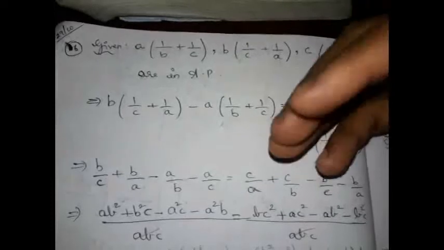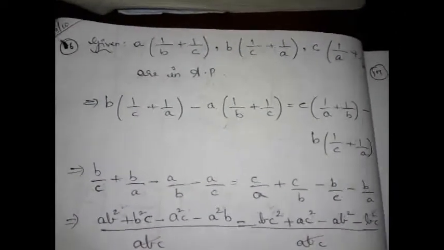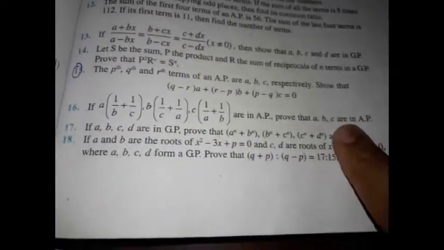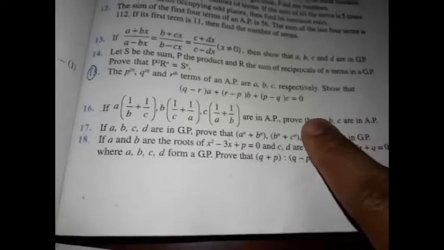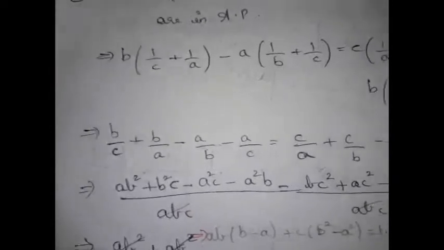So it is given this is in AP. What does it mean? This term minus this term will be equal to third term minus second term. Now try to simplify this and take out the common terms and simplify it further in order to prove what you need to prove. a, b, c are in AP. a, b, c are in AP means what? They have a common difference, which means you need to prove b minus a is equal to c minus b. This is a very easy problem.